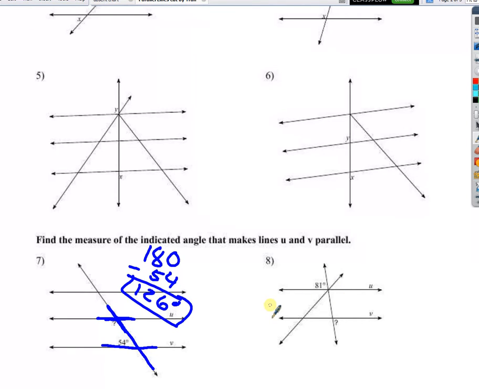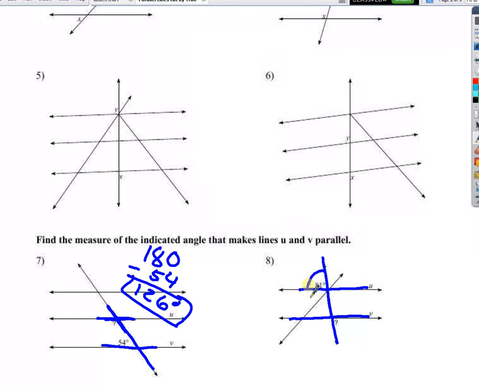Number 8's a little bit more tricky because it's got this extra line here. What do we do? Okay, first of all, highlight the lines that are supposed to be parallel. Darken them in. And then you're going to find the line that forms the 81 degrees and the question mark degree. And that's this one right here. Okay? Not this one. This one doesn't form the 81 degree angle. Just these. So now I can see highlighted what I'm looking for.